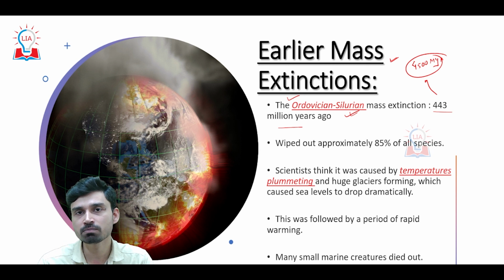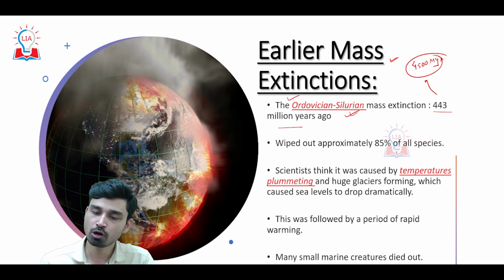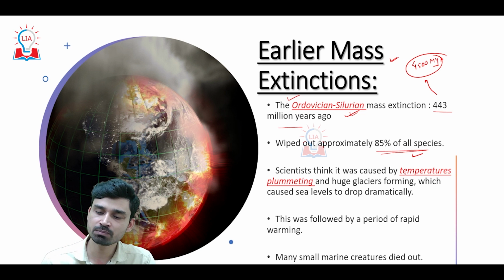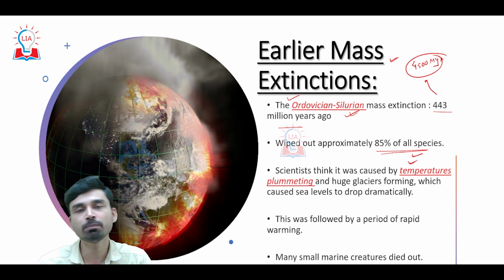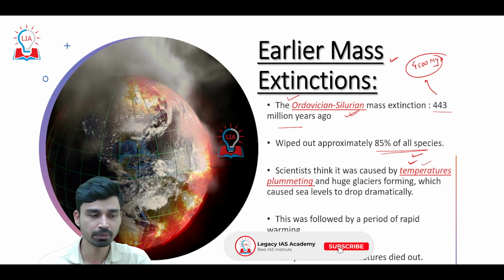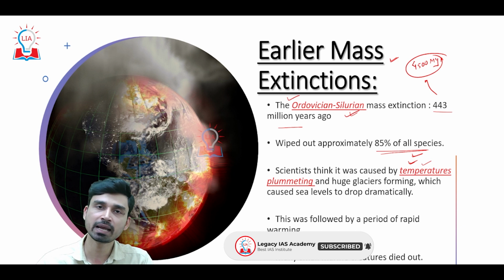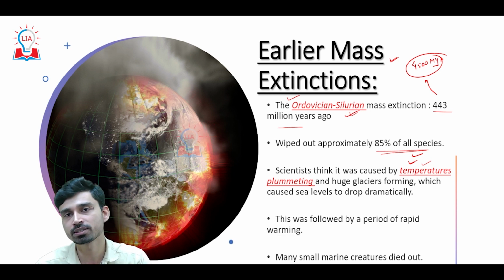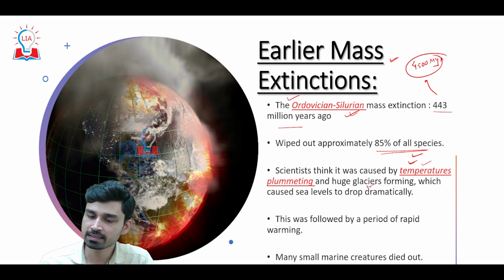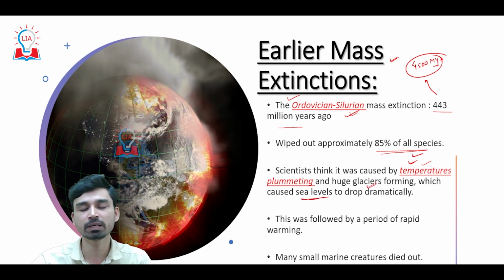The effect of this mass extinction was so devastating that almost 85% of all the species on the Earth were completely wiped away. Scientists believe the main reason was a very rapid temperature variation. First there was a very sudden drop in temperature. This caused huge glaciers to form as seawater converted into solid form, and as glaciers formed, there was a sudden drop in the sea level.